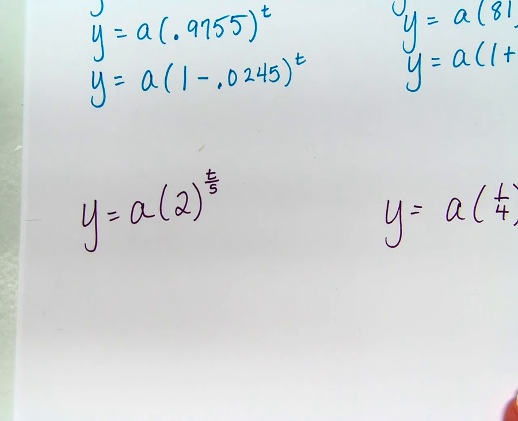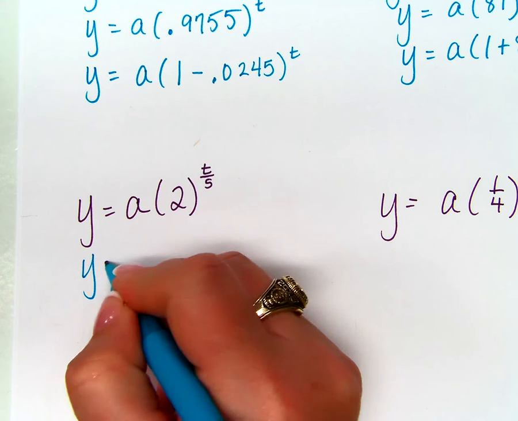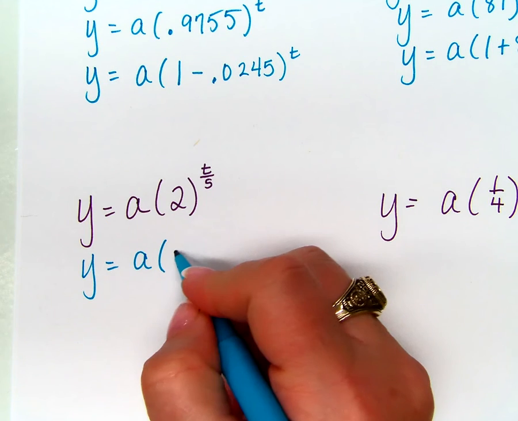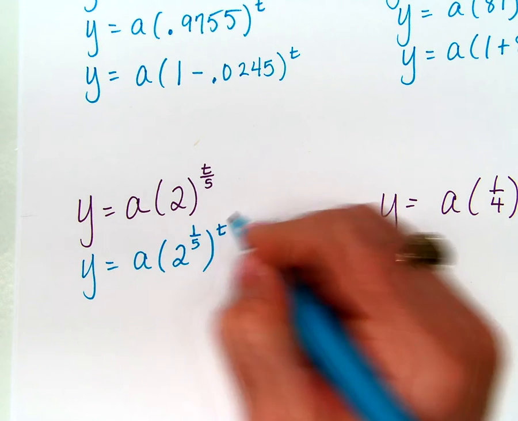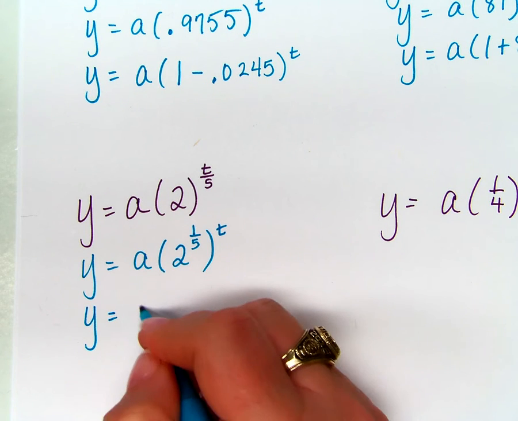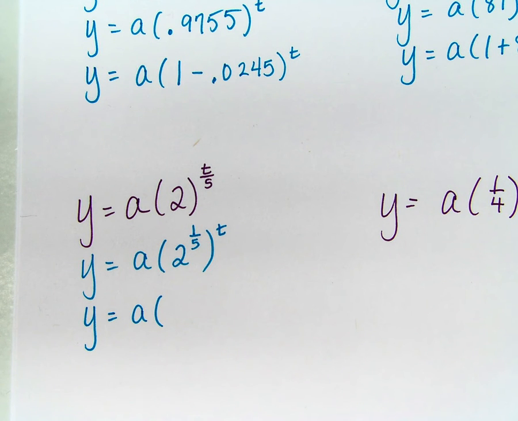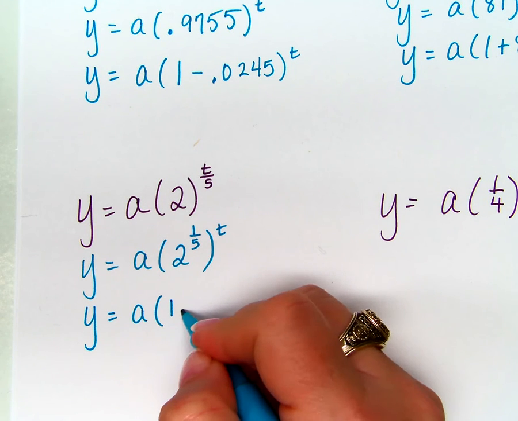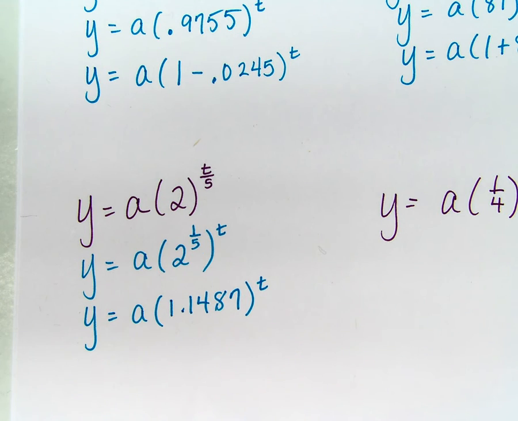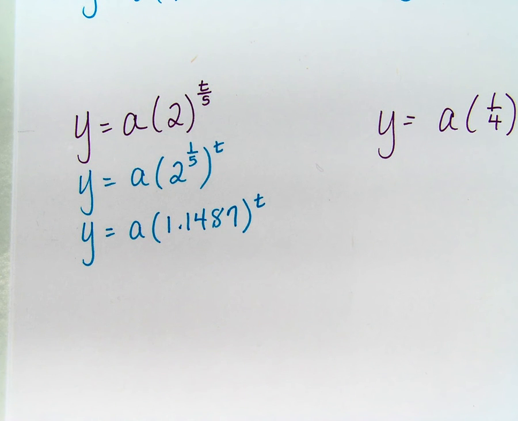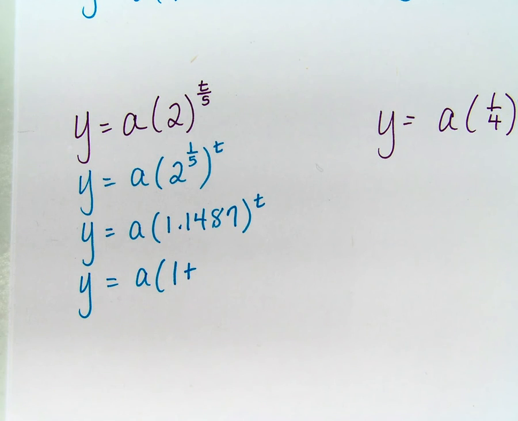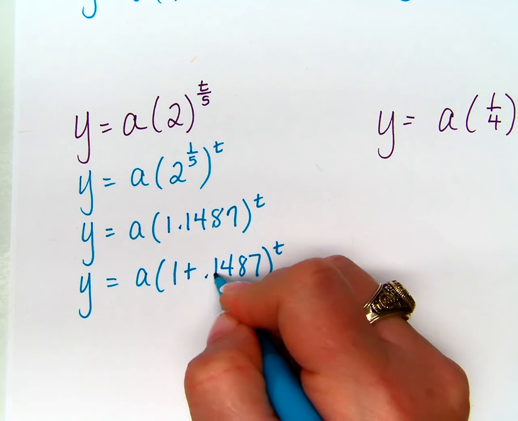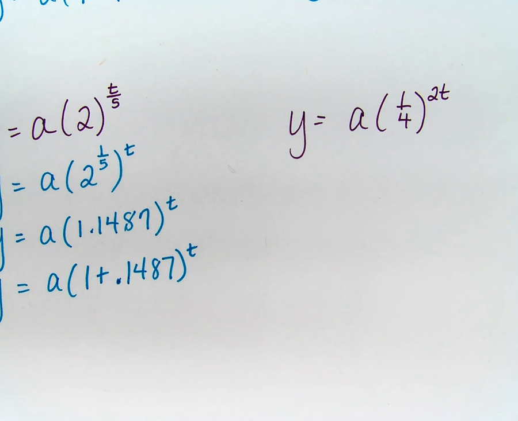Okay. What do we do first? Separate it. Okay, y equals a times 2 to the 1 over 5th. That's correct. Raised to the t. Okay. What is 2 to the 1/5 power? Do you know that one off the top of your head? 1.1487. Okay. What do you think? Adding. Okay, so y equals a times 1 plus what? Excellent. Last one, and then we'll go talk about why and what for.